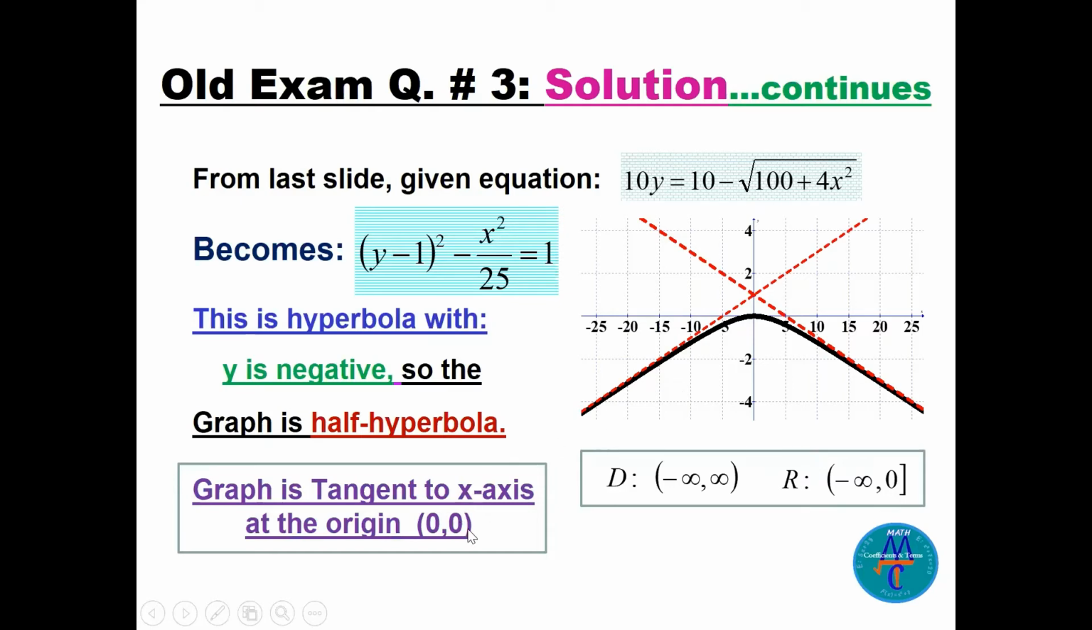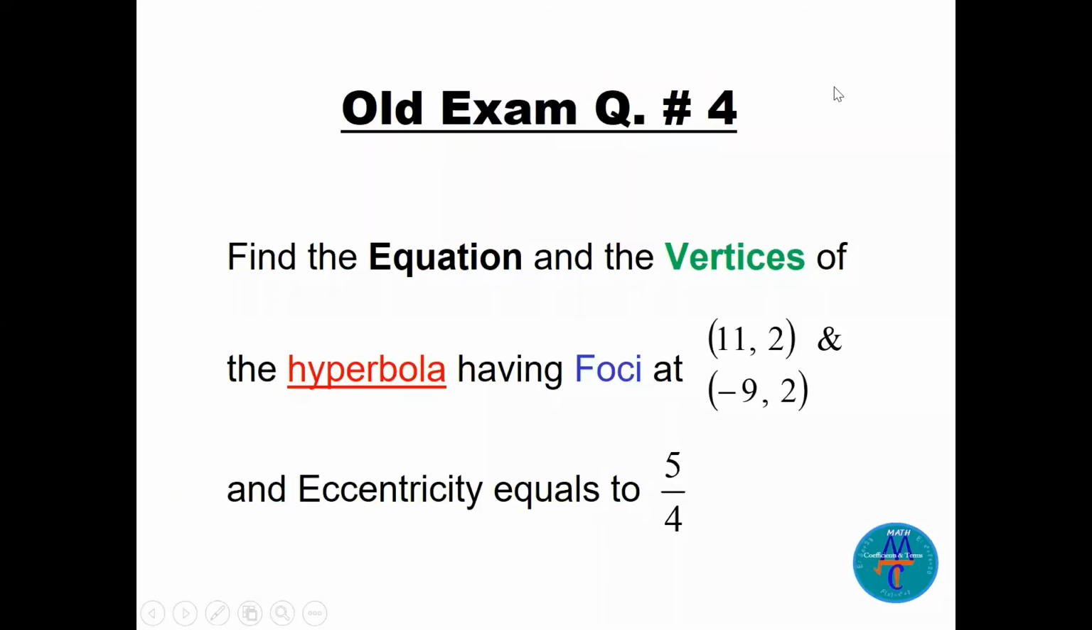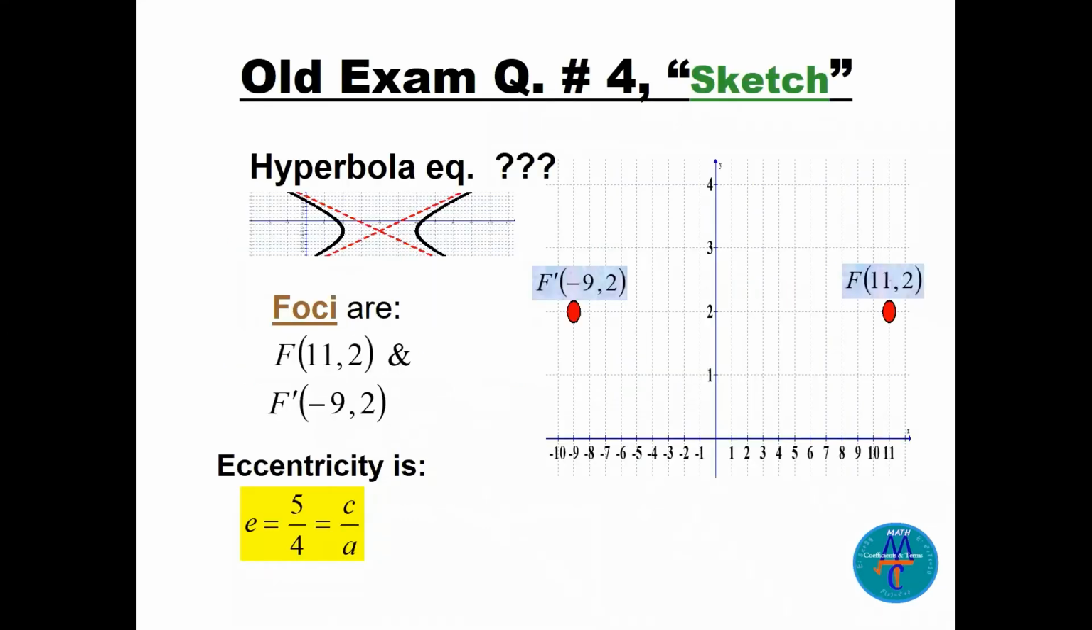That's the answer there. Now, question number 4 says, find the equation and the vertices of the hyperbola having foci (11, 2) and (-9, 2), and eccentricity equal to 5 over 4. I will make a little sketch here. If I put F (11, 2) and F prime (-9, 2), I can see that the hyperbola will look like this. Now the eccentricity is 5 over 4.